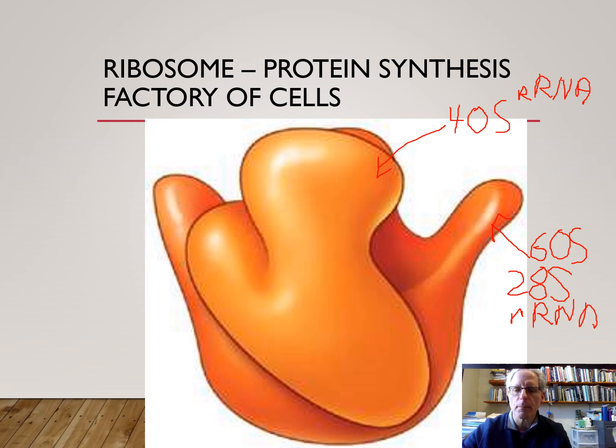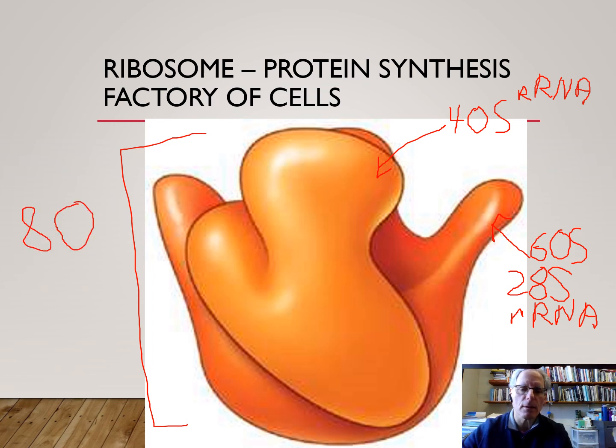8S rRNA. When these two ribosomal subunits assemble together, they form something called an 80S ribosome.